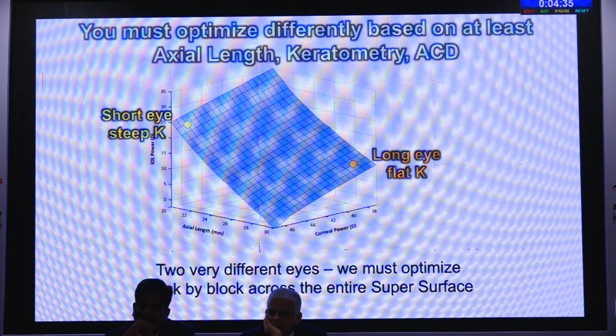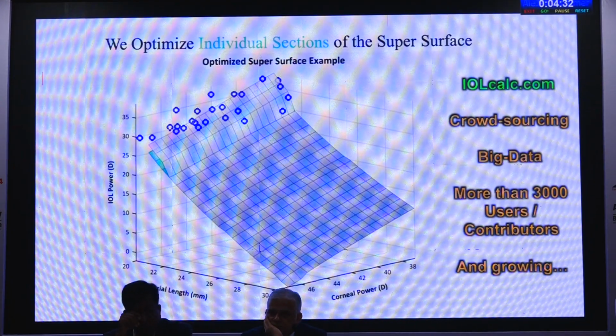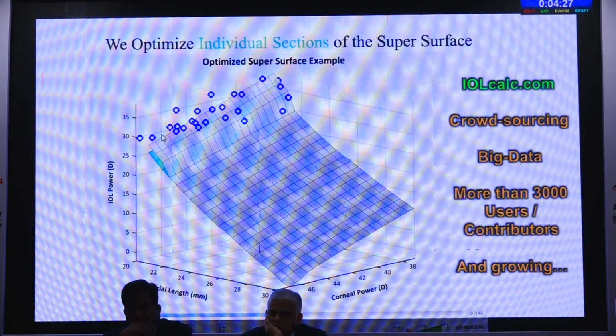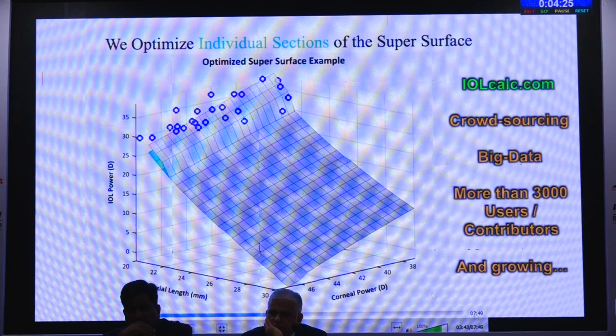So you have to optimize the entire area, not just one A constant. Here's an example of some of my patients, the tiny hyperopic guys, 21 millimeter, 20 millimeter axial length. Notice how I had to readjust my formula.